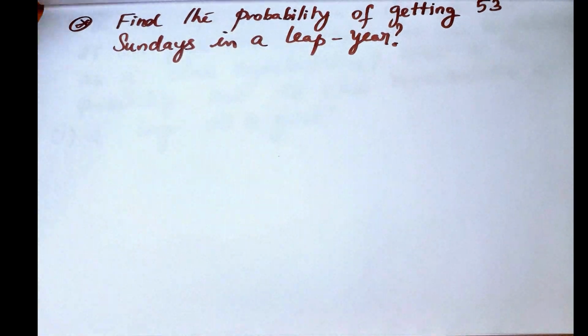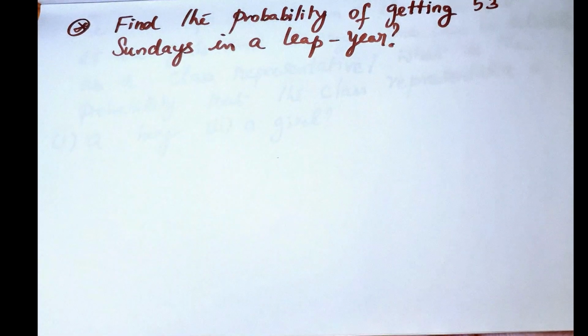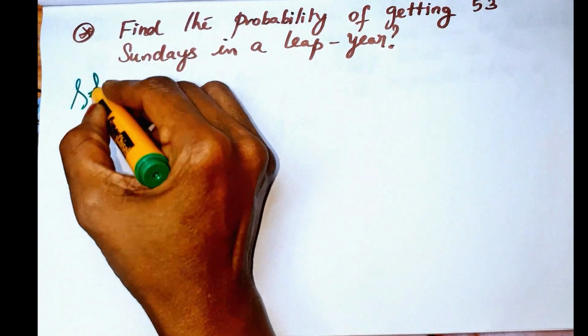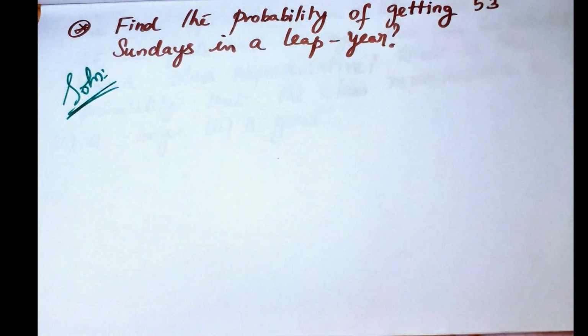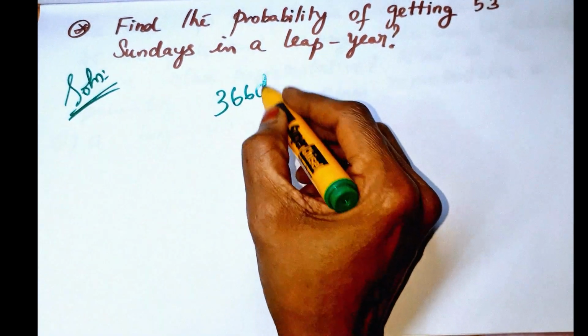The next problem, we are going to, this is an important problem, repeatedly they'll ask this. Find the probability of getting 53 Sundays in a leap year. Either they can ask 53 Sundays or 53 Saturdays or 53 Mondays. Anything, the days may change, but in a leap year they are asking you to find 53 Sundays. Let me do this. Now you tell me how many days are there in a leap year? Totally we have 366 days.